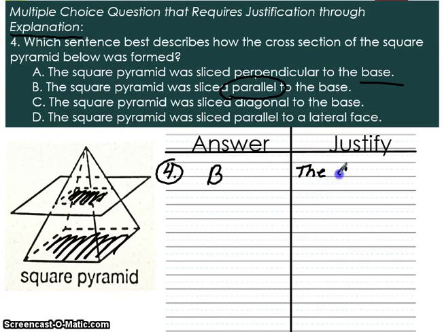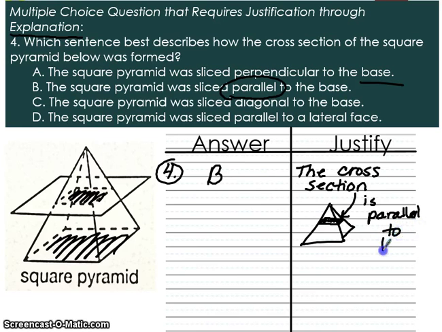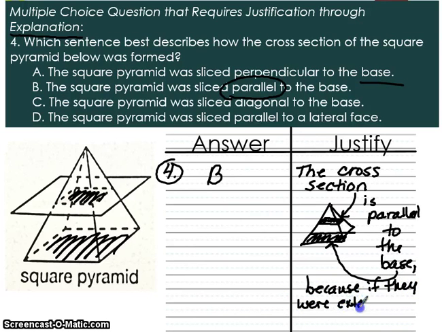And here's why. The cross section, and you can even draw it. The cross section is parallel to the base. Now, all I did so far was just restate the answer a little bit, but the cross section is parallel to the base because if they were extended, they would never cross. Do you see that this justification proves that I didn't just randomly pick an answer, but it proves my thinking?